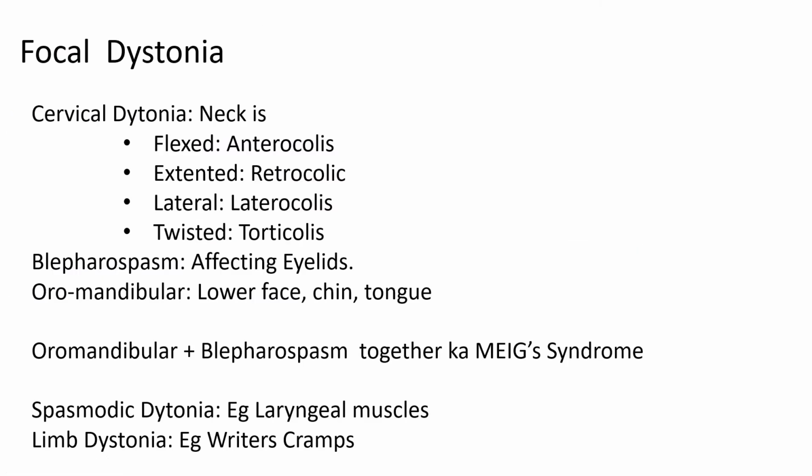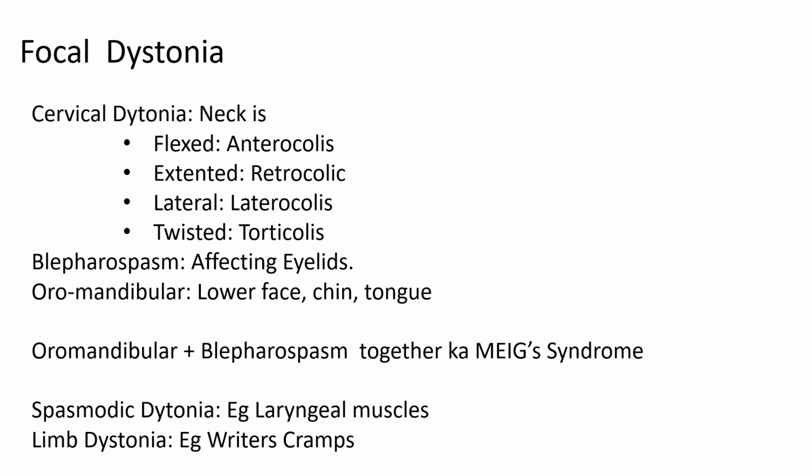So let's have a short discussion on the body distribution of dystonia. In focal dystonia, we have cervical dystonia. If the neck is flexed, it will be anterocollis. If it is extended, it will be retrocollis. If it is lateral, it will be laterocollis, while a twisting neck will be torticollis. Blepharospasm is nothing but dystonia affecting the eyelids. An oromandibular dystonia affects the lower face, chin, and the tongue. Oromandibular dystonia plus blepharospasm together denotes something known as Meige syndrome.